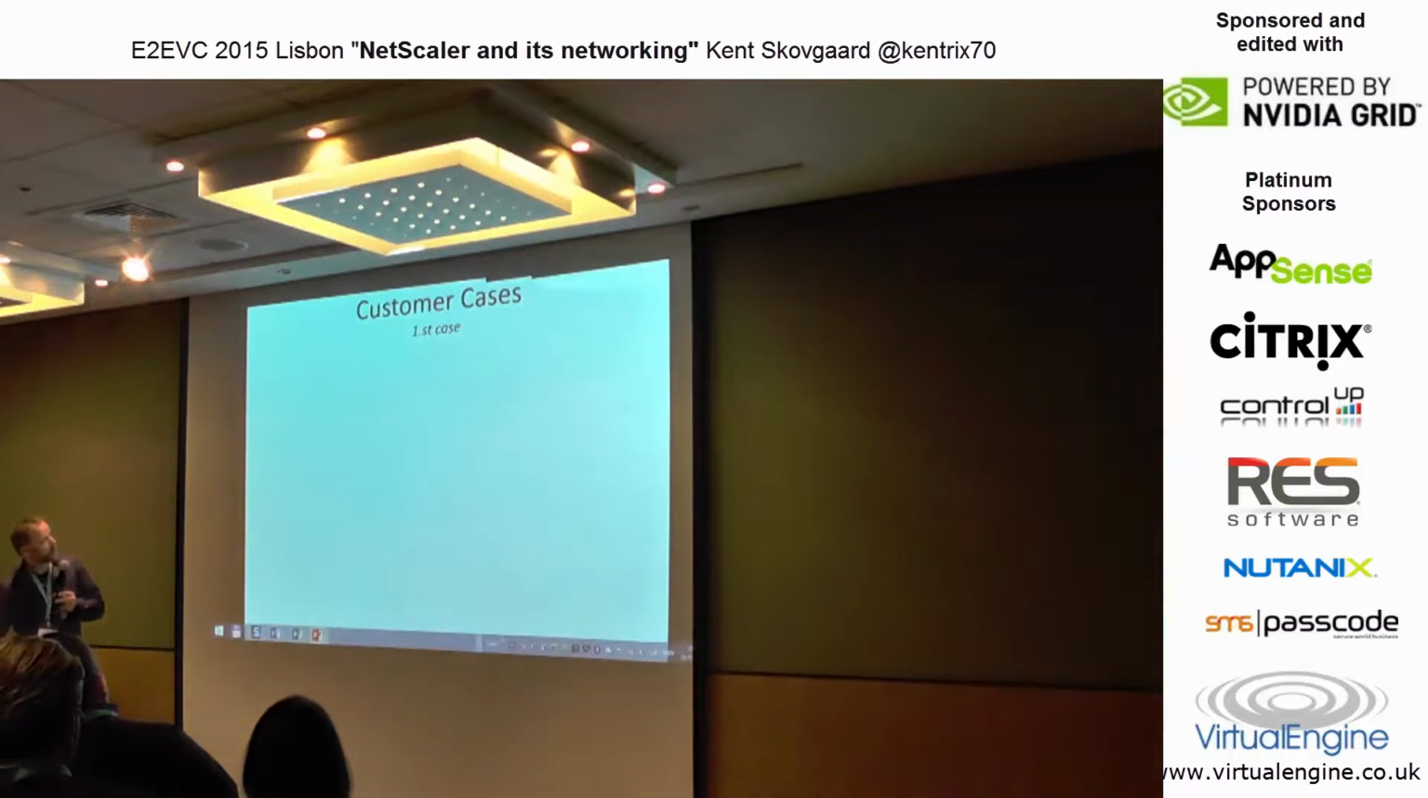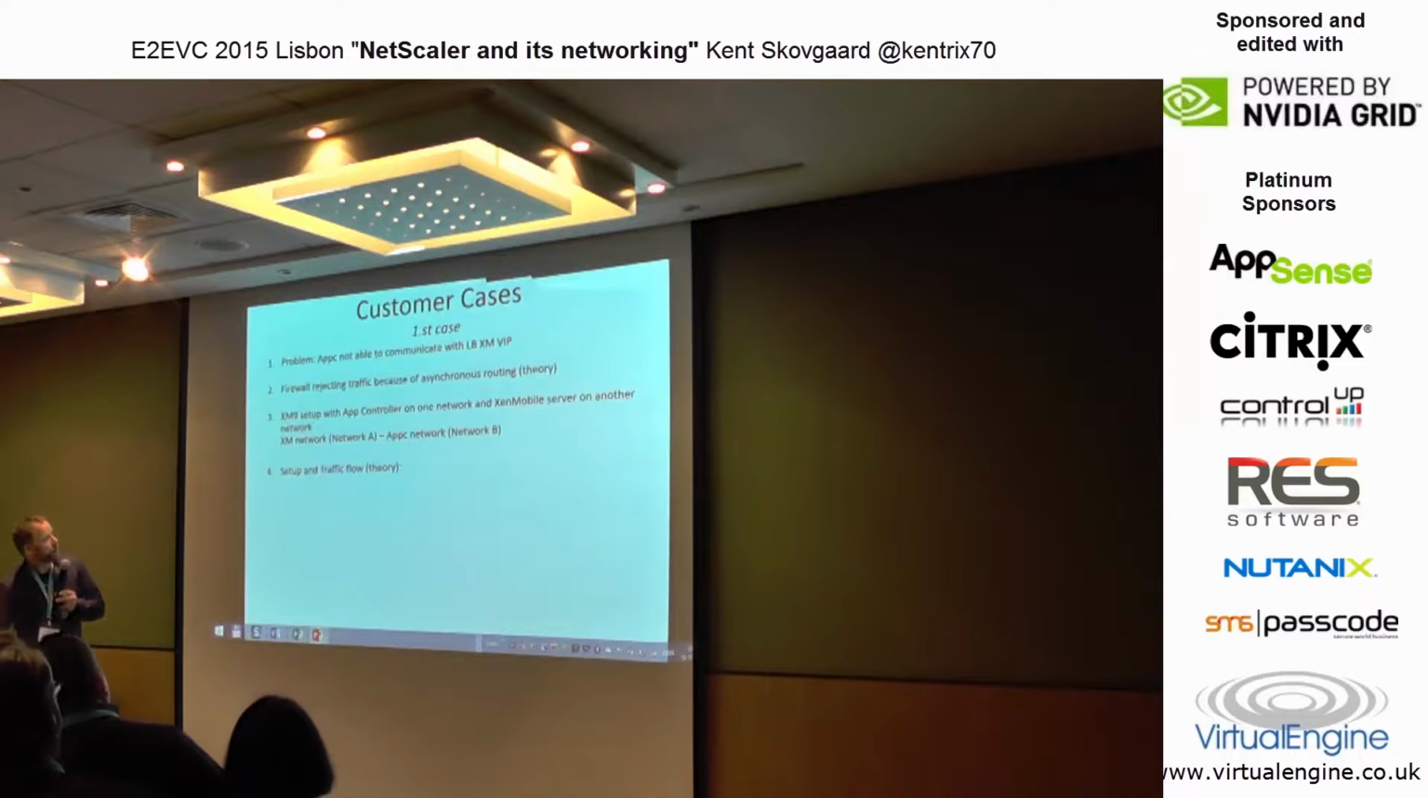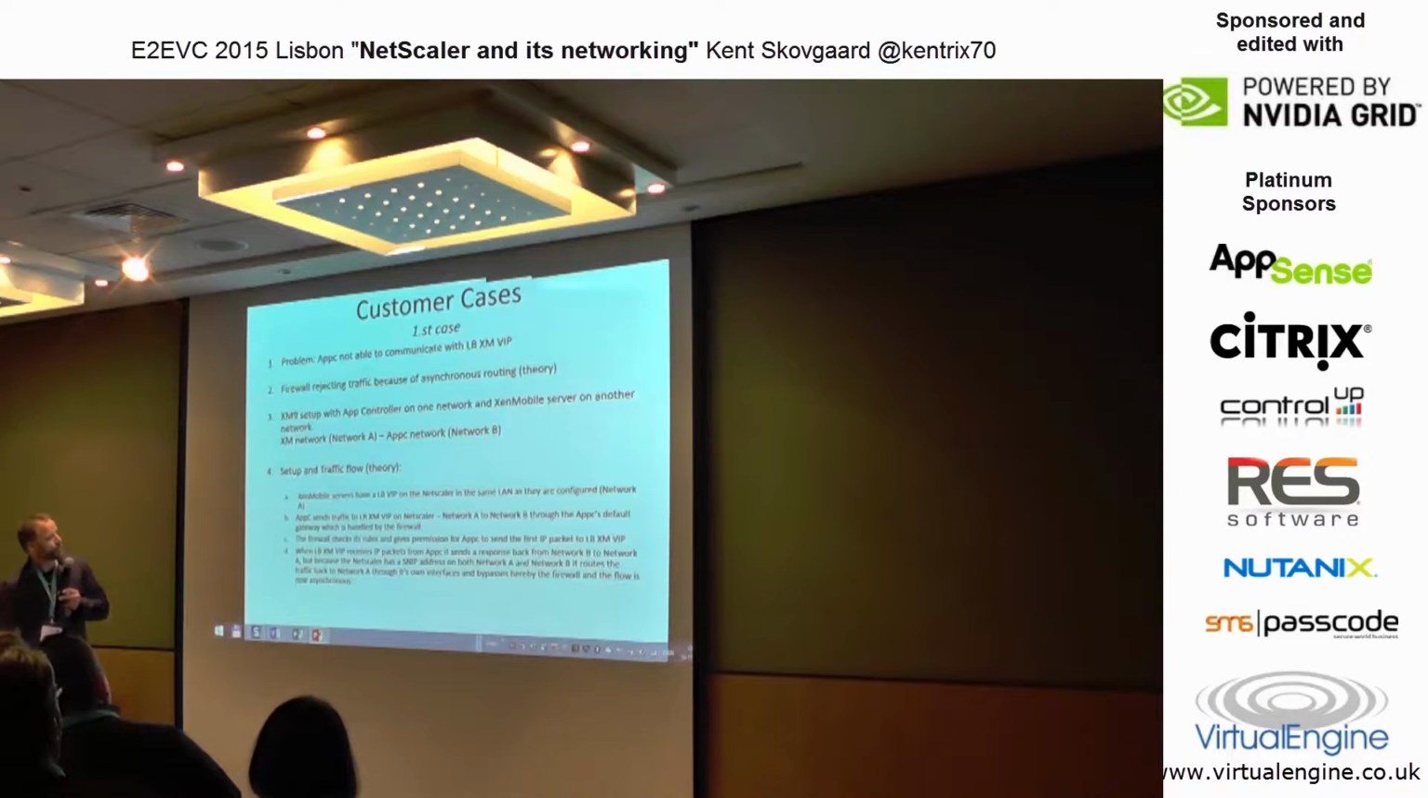Yeah, customer cases. Very quickly, the first one is about a very secure installation in Denmark, where they wanted the two different components of the mobile solution to also be on different subnets. They had the same problem that the NetScaler was routing traffic back, because they were doing a VIP load balancing of the mobile server, which was accessed by the FC, and asynchronous routing was happening, and the firewall was blocking.